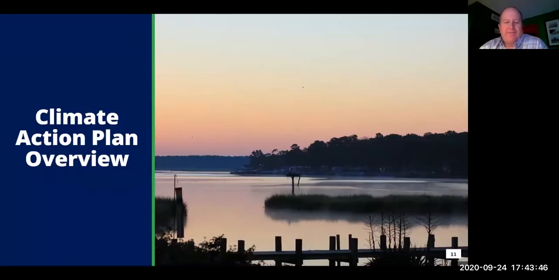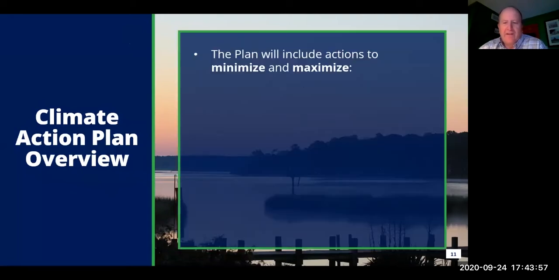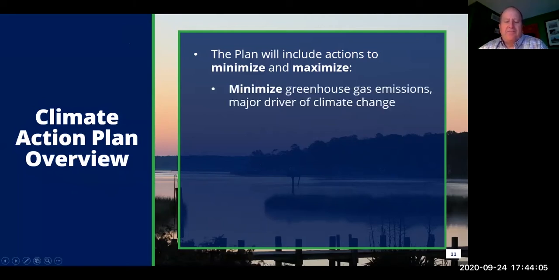Before we dive deeper into tonight's main topic of maximizing resilience to sea level rise, I would like to provide everyone a brief overview of the Climate Action Plan, specifically the purpose of the plan and its development. The Climate Plan will outline possible actions that minimize and maximize. So what do we mean by that? We want to minimize the emissions of greenhouse gases like carbon dioxide, methane, and industrial refrigerants into our atmosphere. These gases are the primary causes of the climate change we are currently experiencing.